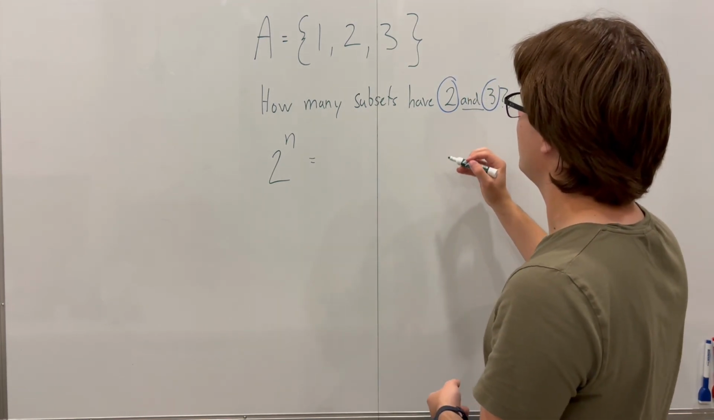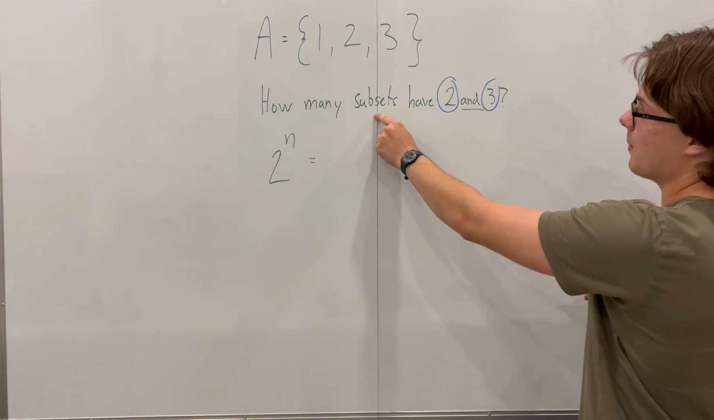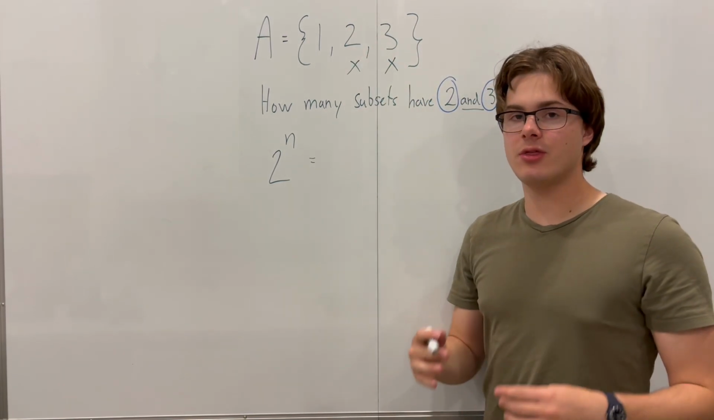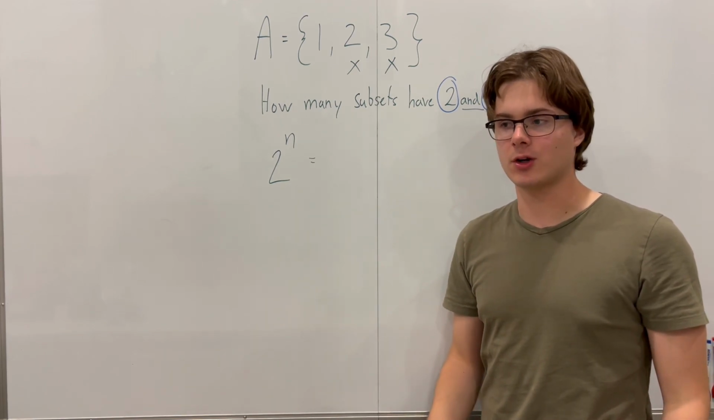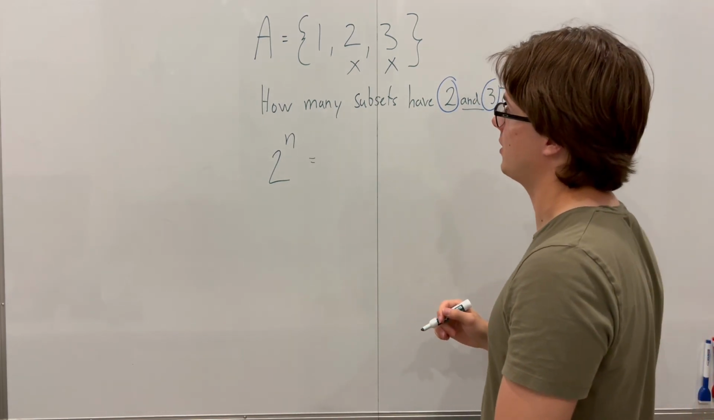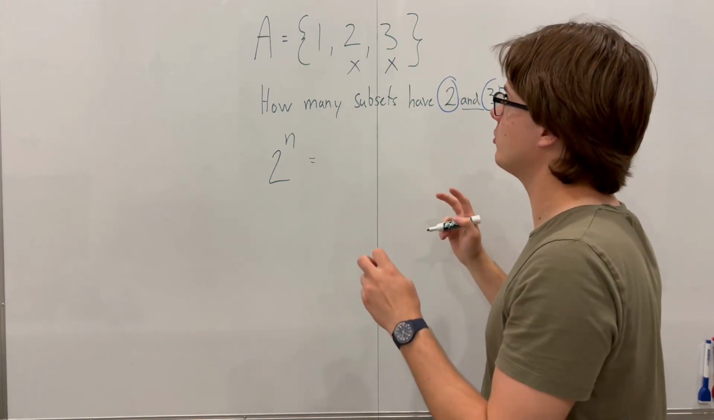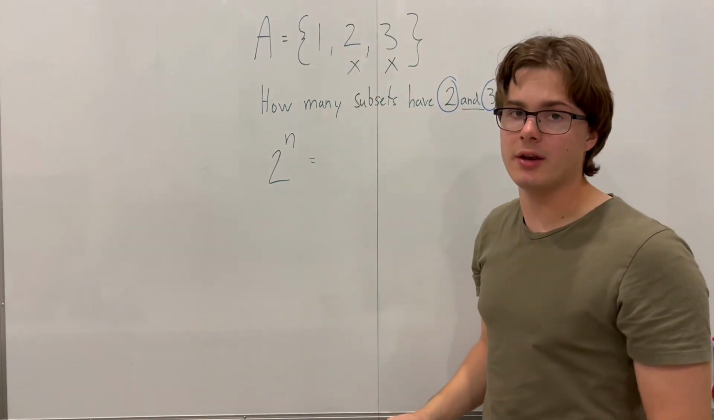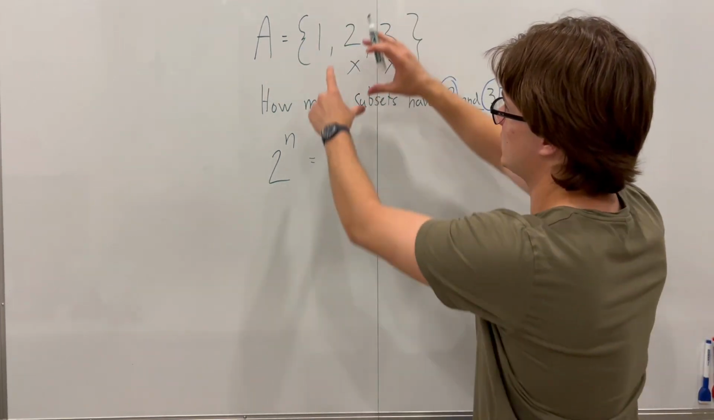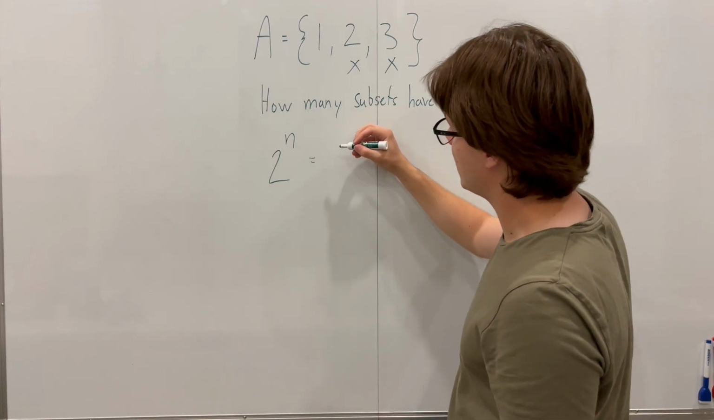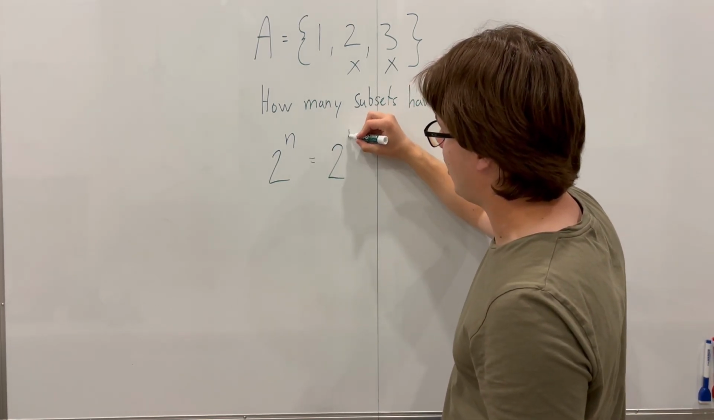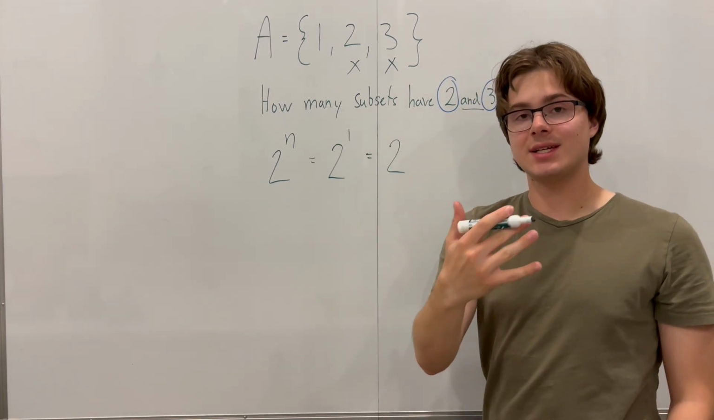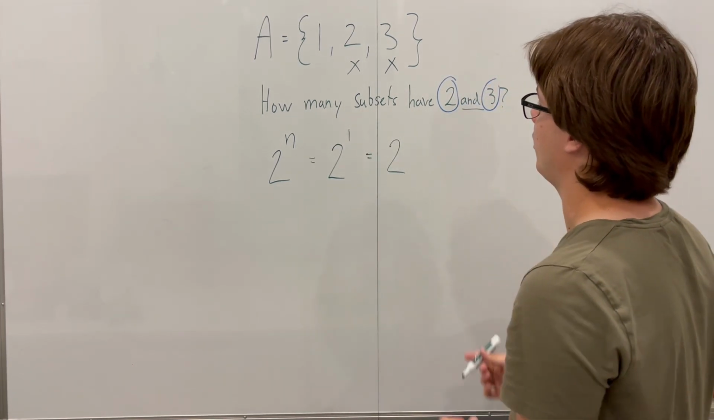So in this problem, we need to have it so the subsets have 2 and 3. So the 2 and 3 are fixed because there is no question whether or not they're going to be in our subsets. They will be in our subsets. So the only free, or non-fixed, element we have is going to be 1. We only have one element in this entire set that is not going to be fixed, so our n instead is going to be a 1. And 2 to the power of 1 is in fact going to be 2, and that is exactly the answer we got when we wrote out all of our subsets.